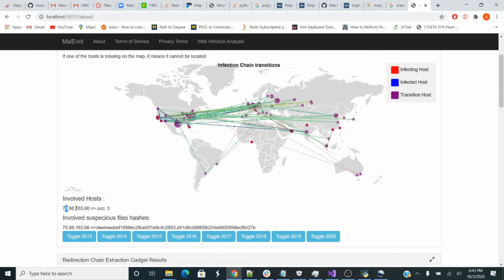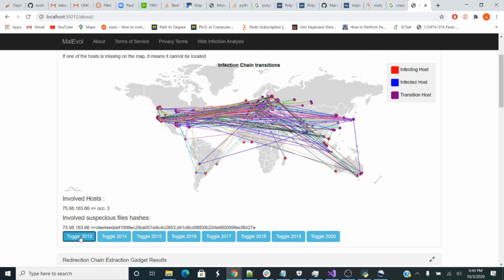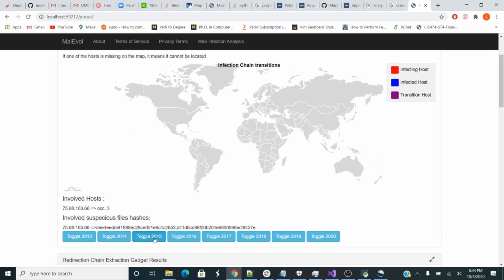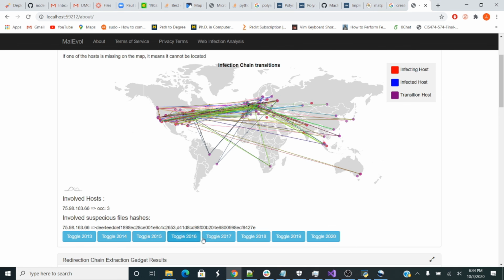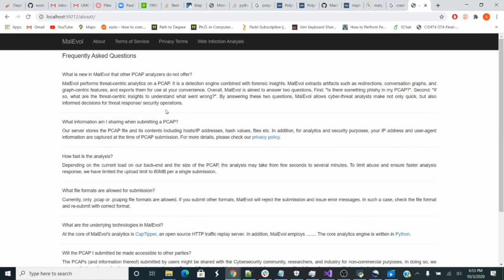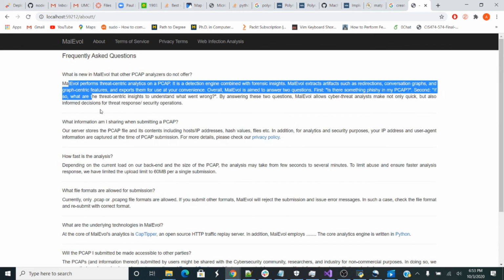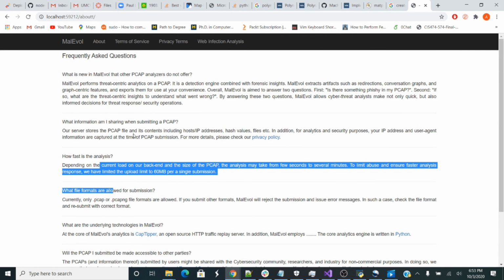For example, here there's only one host involved that occurred in 3 different redirection chains, and these are the different suspicious files that are included in that infecting host. So we can toggle between years and make comparisons over the years. And for more details about the tool, you can always visit the About webpage, in which we respond to most of the frequently asked questions.